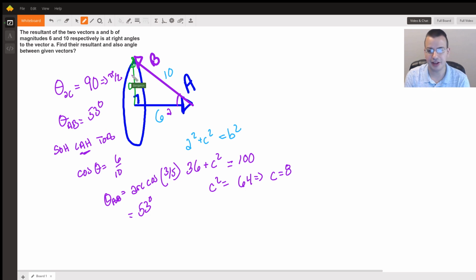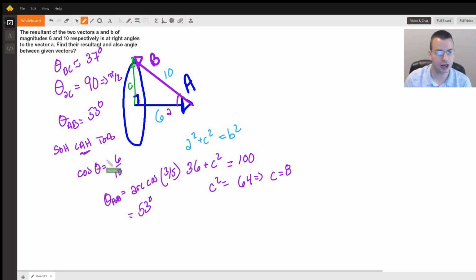And then to find the last angle if we wanted to, we know that the sum of all angles adds up to 180 for a triangle. So we do 180 minus 90, which would be 90. So theta BC would be about 37, because 37 plus 53 plus 90 equals 180.